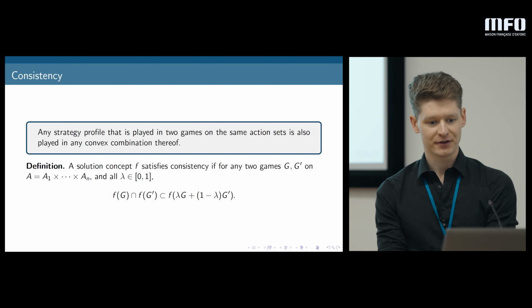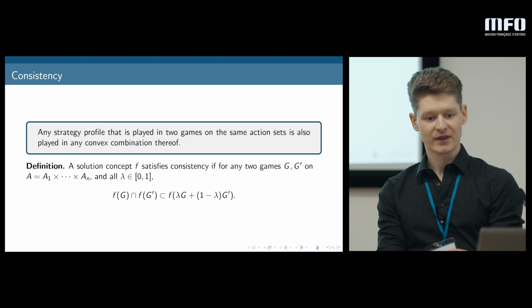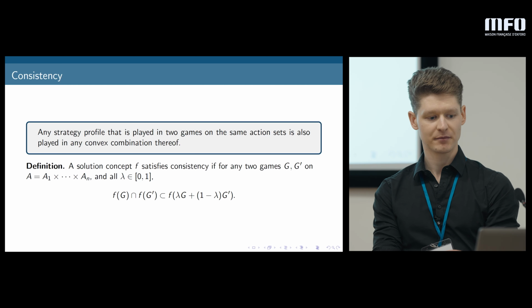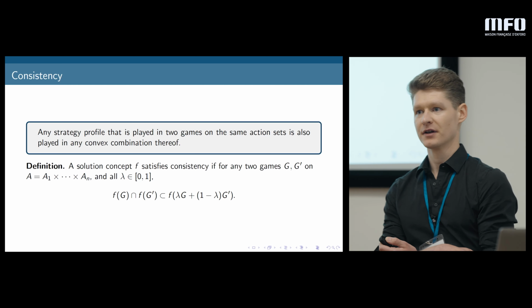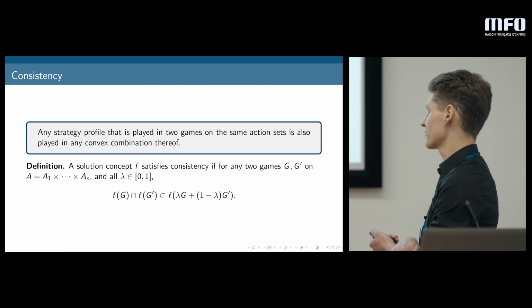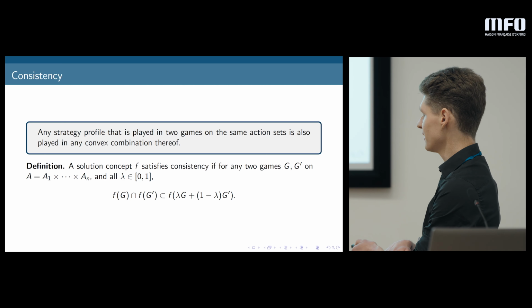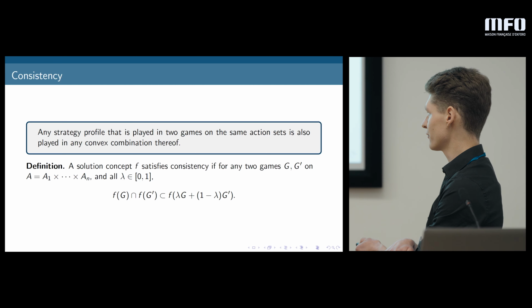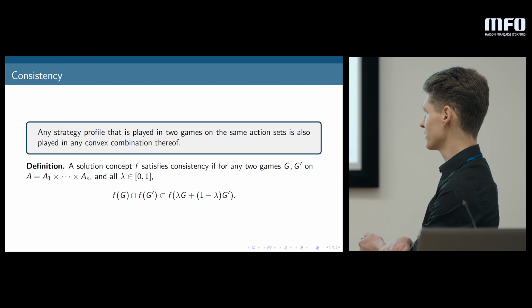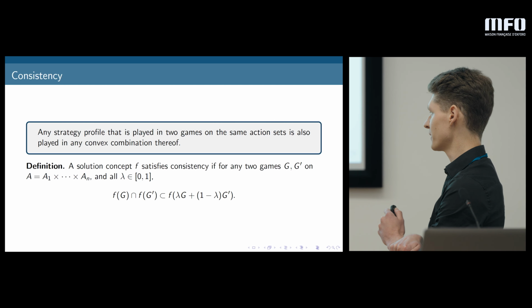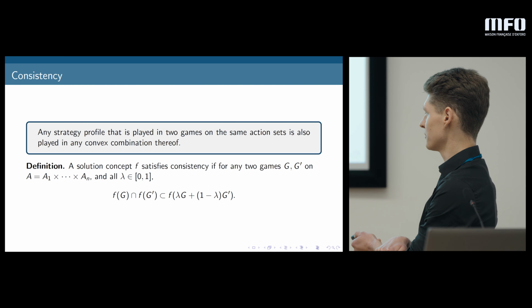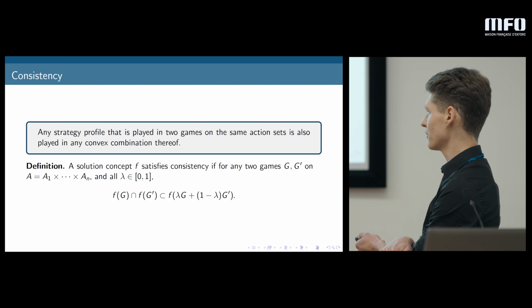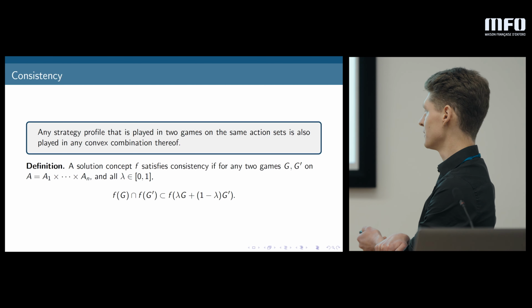Okay, good. So here's a formal definition. We have two games, G and G prime, on the same set of action profiles, and then we take any parameter for the convex combination, and any strategy profile that's returned in both of those games is also returned in the convex combination of those two. Note that we don't ask that the strategy profiles on the left are uniquely returned in G or in G prime, and there could also be more strategy profiles returned in this combined game.